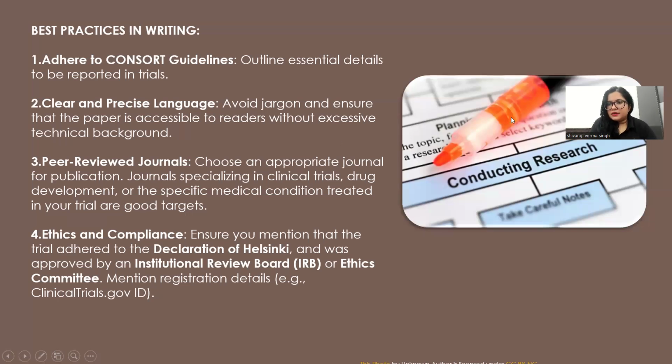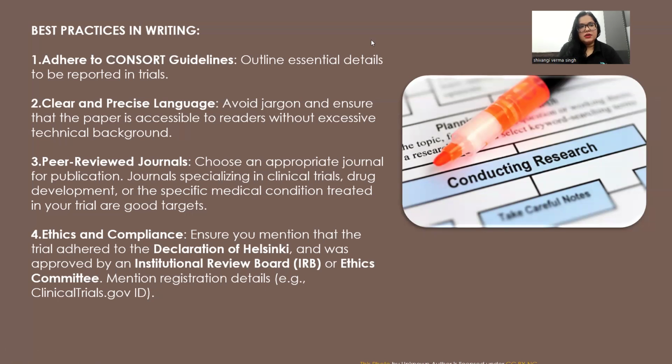So, what is the best practice when you're doing your publication for your clinical trial results? Adhere to CONSORT guidelines. These outline the essential details to be reported in trials. Clear and precise language. Avoid jargon and ensure that the paper is accessible to readers without extensive technical background, so it is understood by everybody. Peer review journal. Choose an appropriate journal for publication. Journals specializing in clinical trials, drug development, and the specific medical condition treated in your trials are good targets.